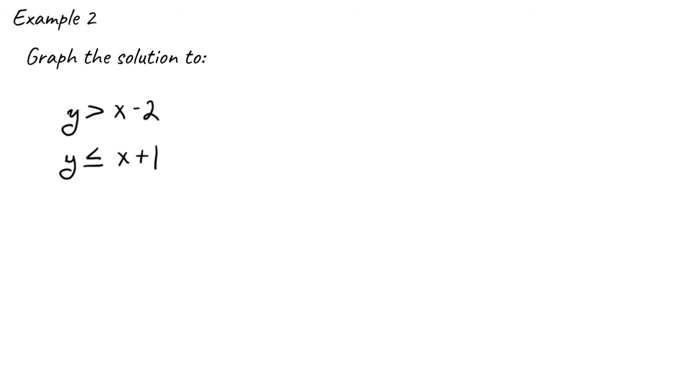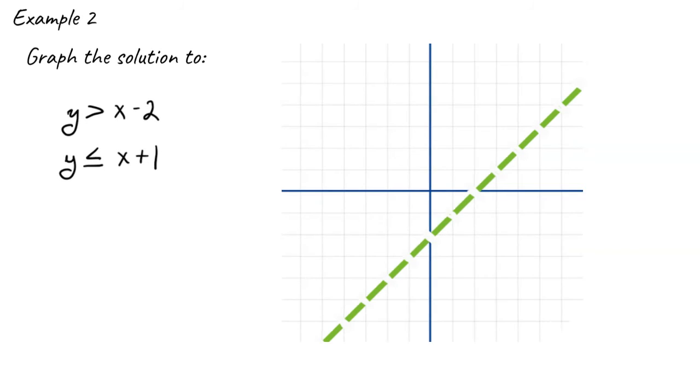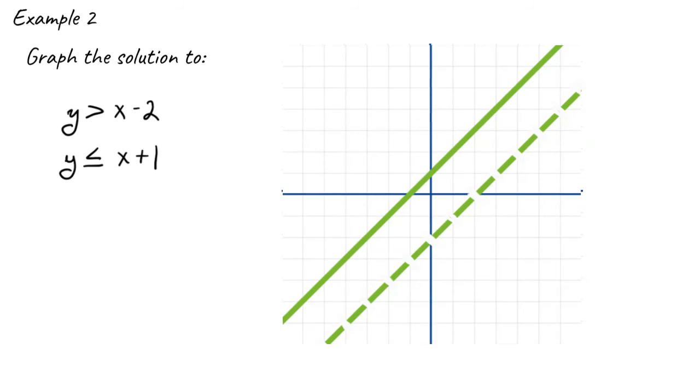In example 2, we're going to graph the solution to these two inequality statements. Now these are parallel lines, we can tell because the slope is exactly the same for each one. It's 1/1 for both of these. Now the first line that we're going to graph, we set it equal, y equals x minus 2. So the first line that we graph is the dotted line. The second line is going to be a solid line because it is less than or equal to x plus 1.